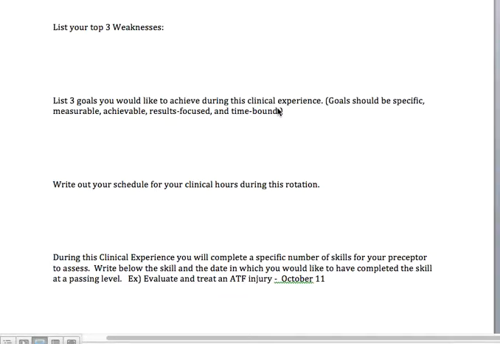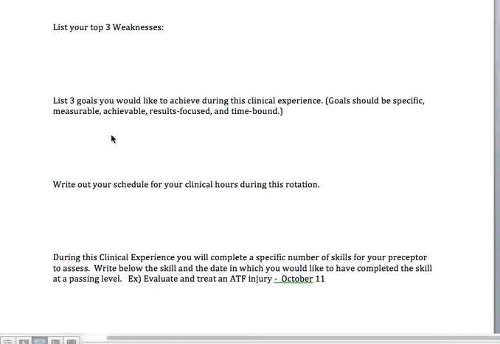So an example might be that you're able to tape an ankle in less than 2 minutes with no wrinkles during a football rotation by maybe September 15th, something like that. That's a specific goal. It's measurable. You're doing it under 2 minutes and there's no wrinkles. It's achievable. It's certainly results focused. It's something that needs to be done in that rotation, and it's time bound because you put a time on it. So 3 goals, make them real specific so that we can see if you achieve them at the end of this rotation.